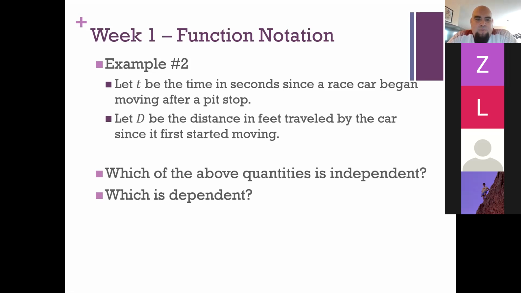So what do we think? So we have two quantities here. One is T for time in seconds and one is D for distance in feet. Which one of these do we think is independent? Time. Time? We agree with that? Yeah. Right. Which by default would make the distance dependent.